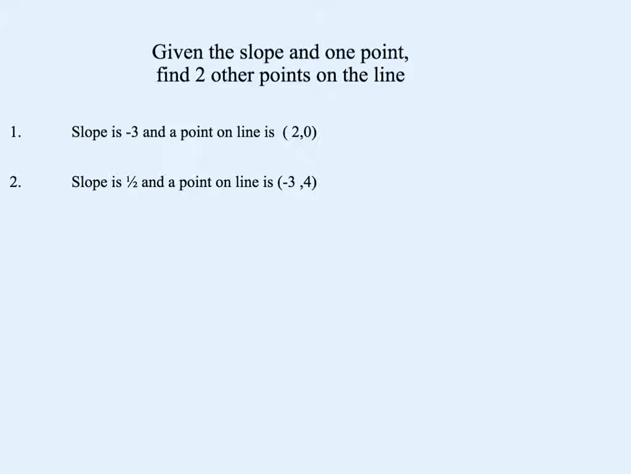The directions here are similar to the last problem. It says, given the slope and the 1 point, find 2 other points on the line. So the first thing we're going to do is figure out what the line is. We're going to write the equation of the line in slope-intercept form, which is y equals mx plus b.